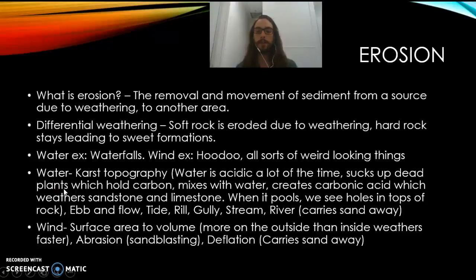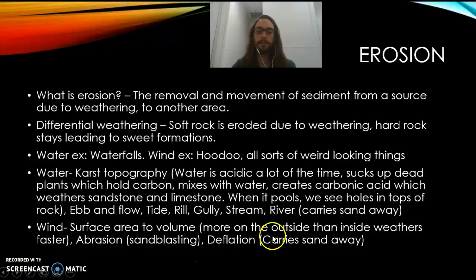So then wind, a good thing to talk about is surface area to volume for wind erosion. So more on the outside than the inside weathers faster. Surface area is on the outside. That's pretty much what everything can touch. And then volume is what's on the inside. So if it has more surface area to its volume, then it's going to weather faster.